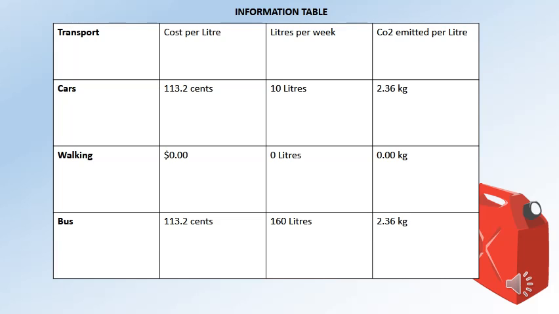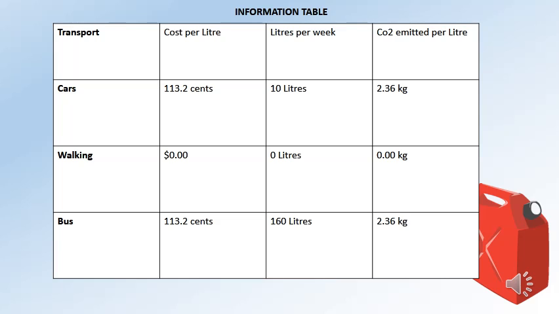The table says that the cost per litre for cars is 113.2 cents per litre. It also says on average the car may use around 10 litres per week driving to school and back. It also says that the CO2 emitted per litre is 2.36 kilograms. The information we have about walking is very hopeful, as it costs nothing, uses no litres per week and emits no CO2. It is clear that walking may be our number one choice. However, it is important to look at all the options, and walking may not always be available.